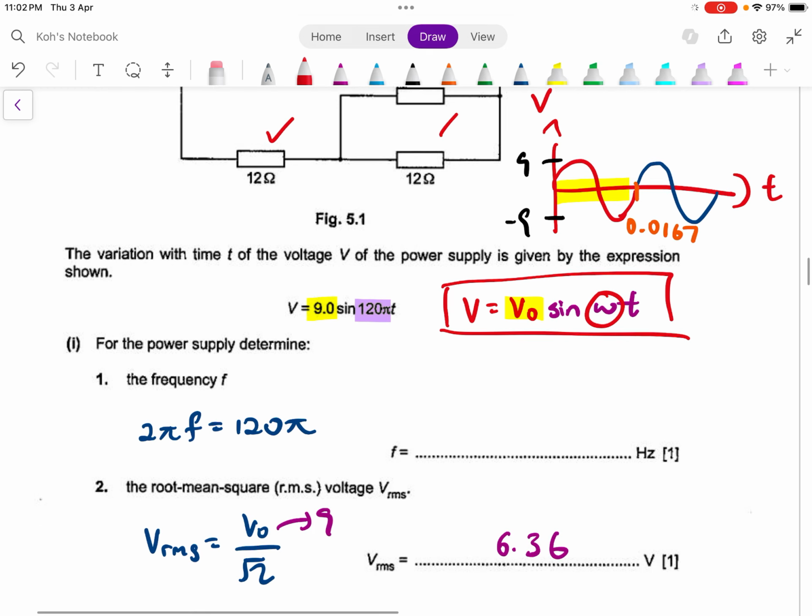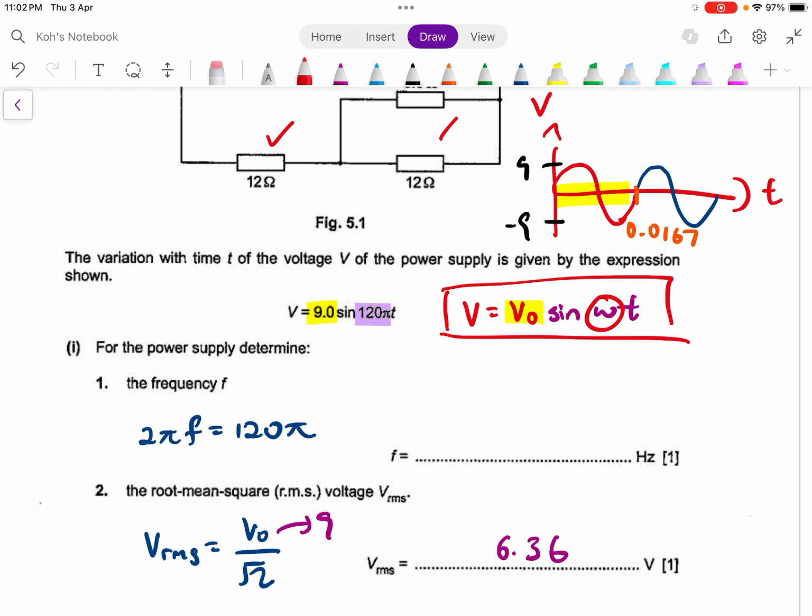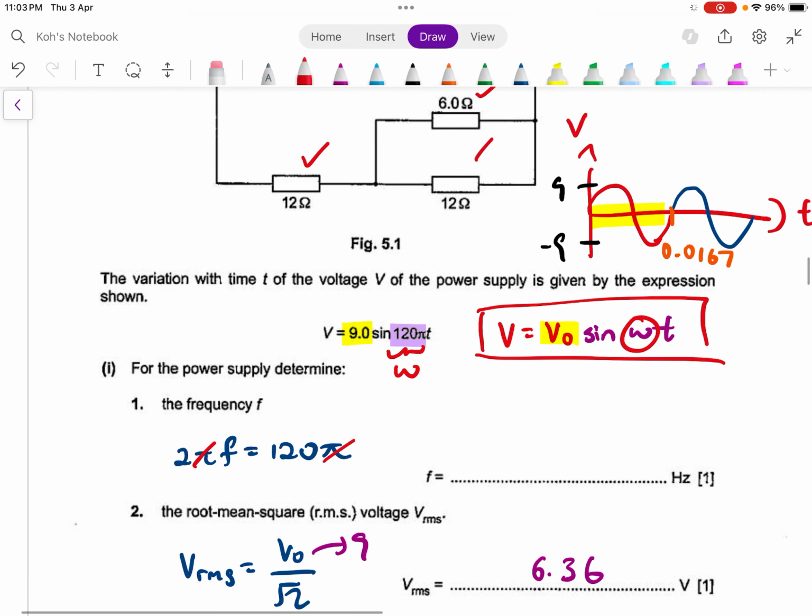Okay, for the very first part, we are asked to determine the frequency of the power supply. So just remember, this 120 pi is omega, meaning 2 pi f equal to 120 pi. So cancel this, cancel this. Then after that, your f is just equal to 60 hertz. So that's the very first part.